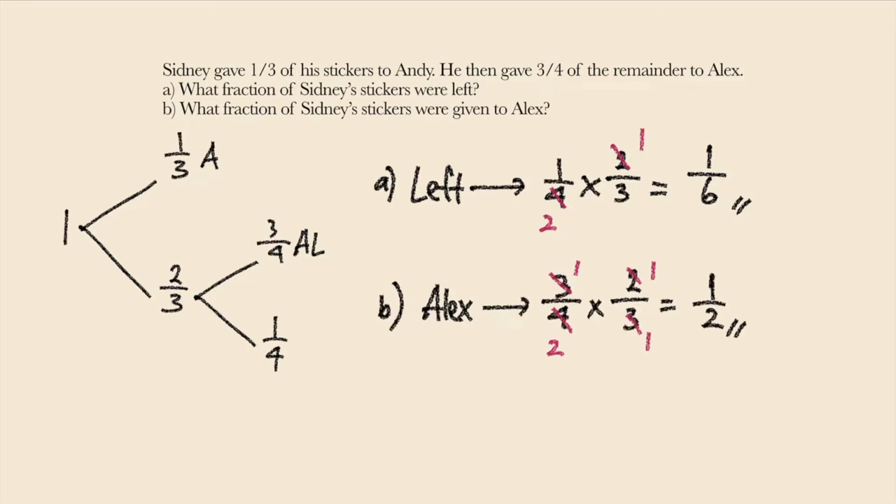Given to Alex, what fraction? So the worst answer is 3/4. Nope, it is 3/4 of 2/3. So the connection goes like this. Alex to the total is going to pass by these two fractions. And we will multiply, giving us half.